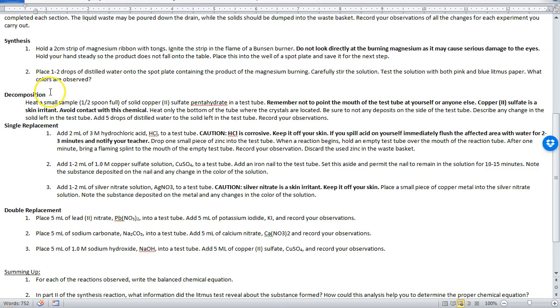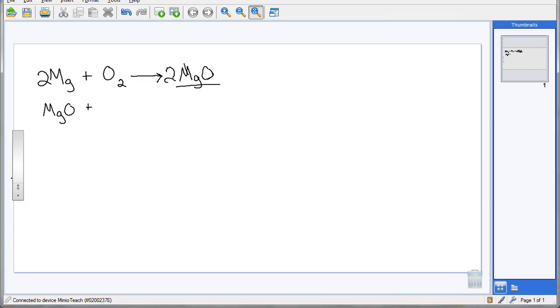You were told to place 1 to 2 drops of distilled water. You didn't want too much distilled water because then it would be so diluted that you wouldn't notice that it was a base when you tested it. But we know that we're going to put water on here, so we have H2O.